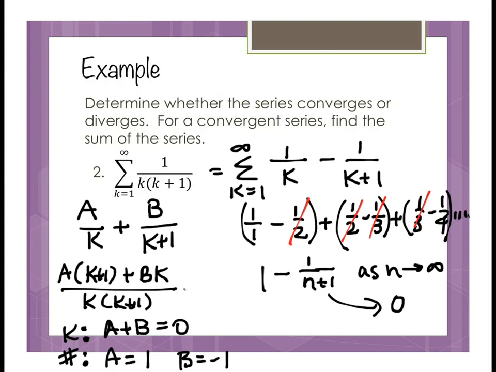As n goes to infinity, 1 over n plus 1 gets infinitely large on the bottom. So you're dividing 1 by something that's infinitely large, and so it approaches 0. So as n goes to infinity, the sum of this telescoping series, or this collapsing series, is actually the value 1.